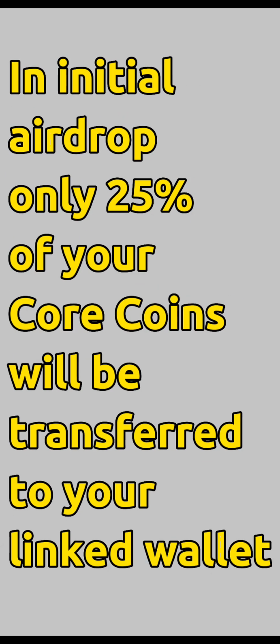Initially, you will get 25% of your total coins, which means that if you have 100 core coins, you will get 25 coins. These coins will be transferred through a smart contract, so please wait for the announcement for the link. Rest of your 75% coins will be released in 2 years in intervals.